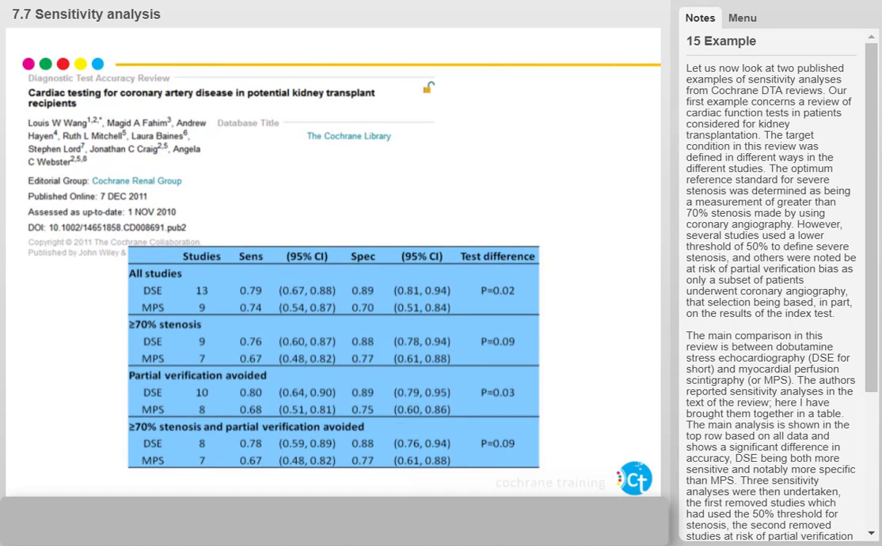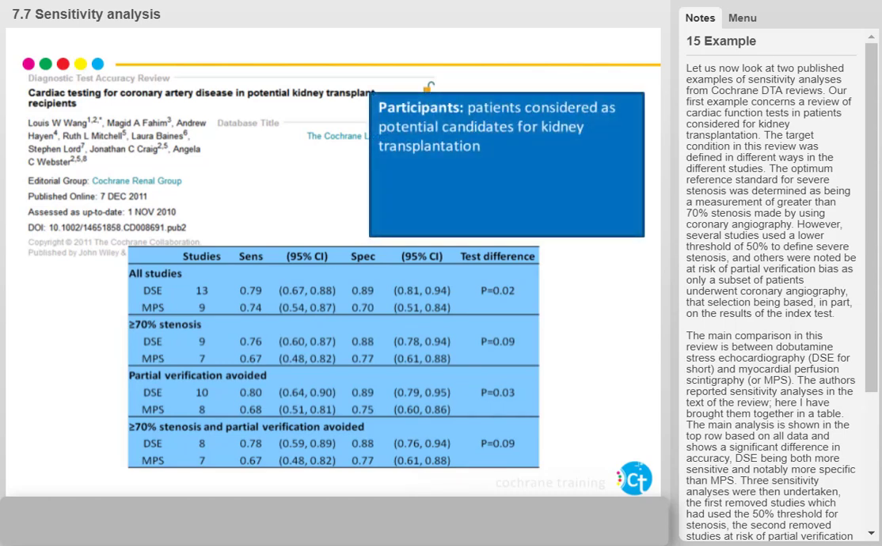Let us now look at two published examples of sensitivity analyses from Cochrane DTA reviews. Our first example concerns a review of cardiac function tests in patients considered for kidney transplantation. The target condition in this review was defined in different ways in the different studies. The optimum reference standard for severe stenosis was determined as being a measurement of greater than 70% stenosis made by using coronary angiography.